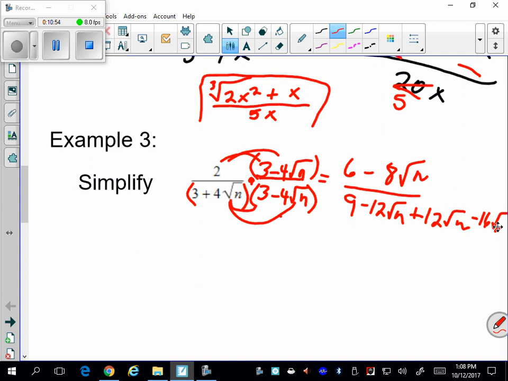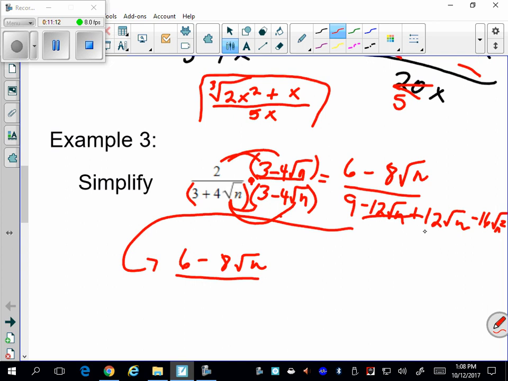Alright, now just like the last problems, we just got to simplify every term that we can. In the numerator, there's nothing to simplify. 6 can't simplify any further. 8 square root of n, you cannot simplify any further. In the denominator, we have a negative 12 square root of n and a positive 12 square root of n. Those should always cancel out when we're doing this. And then the last term, square root of n squared is n. So we have 9 minus 16n.